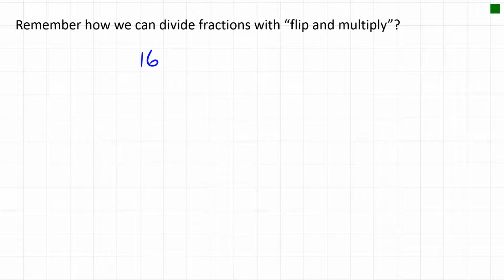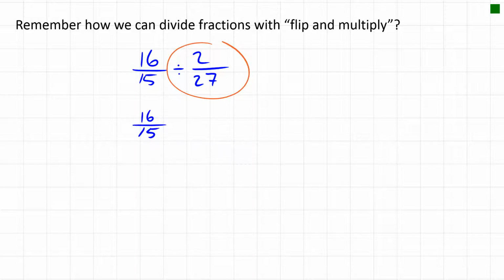So for example, if I had 16 over 15 divided by 2 over 27, what would be our strategy for dividing this fraction? And the answer is flip and multiply. If it's been a little while since you've seen this, we're going to flip the second fraction and multiply instead of divide. So 16 over 15, instead of divided by 2 over 27, is equal to multiplying by 27 over 2.